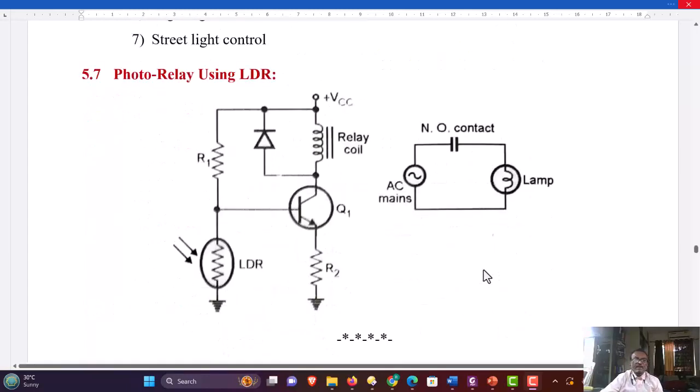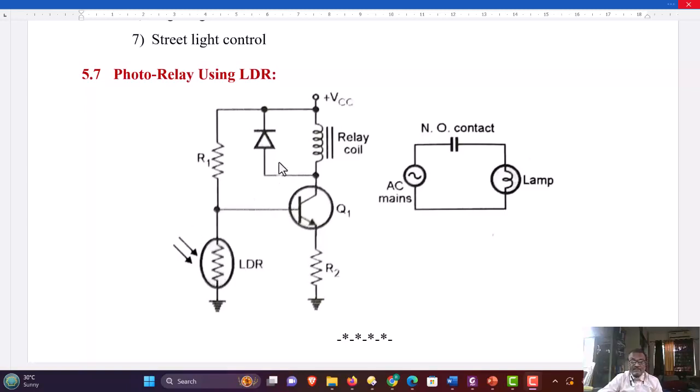A typical application of a photo relay using LDR is shown here. We have seen this circuit earlier in the chapter on components. In this circuit, a transistor is used in the switching mode. Resistance R1 and LDR form a voltage divider here, and the voltage across LDR is connected to a BJT as input.